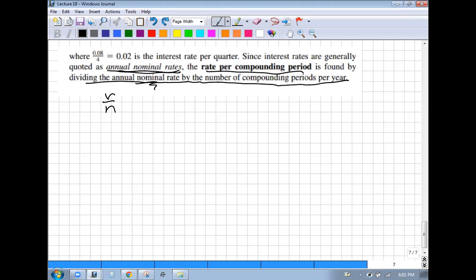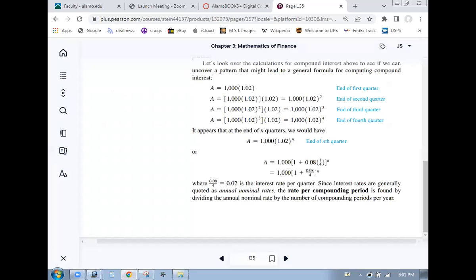So the annual nominal rate. Interest rates are generally quoted as annual nominal rate. It still sounds like the annual rate to me. The rate per compounding period. So this is misleading vocabulary here. Annual nominal rate sounds to me like the annual rate, right? But what it really is is the rate per compounding period.